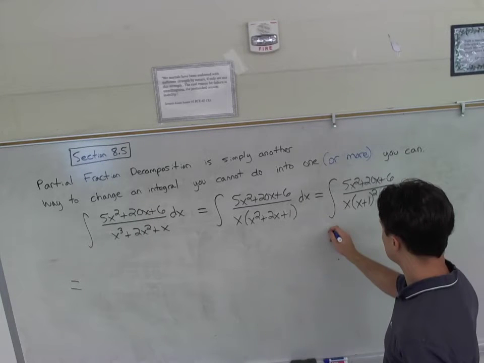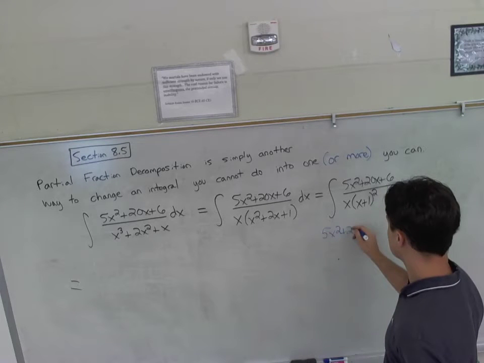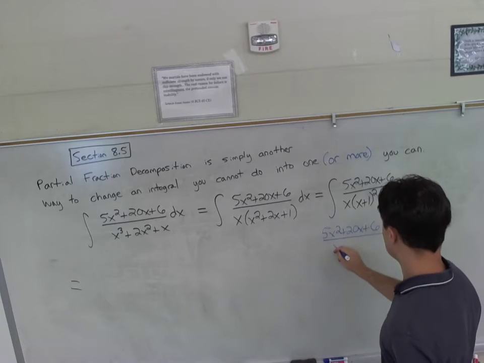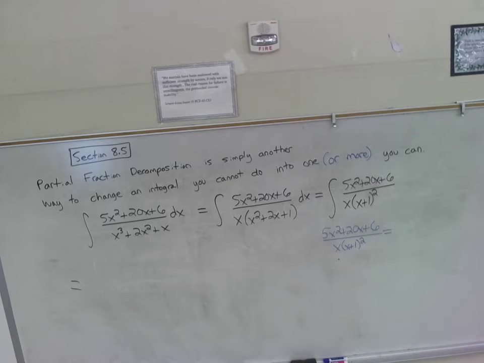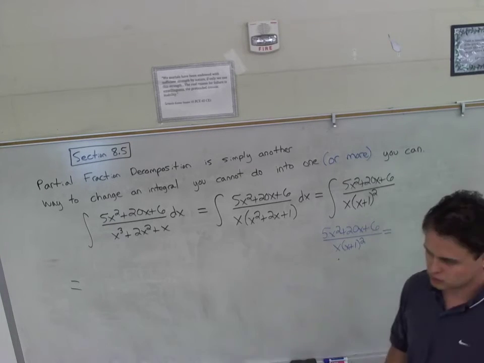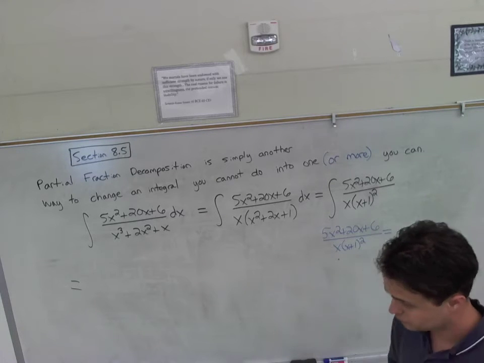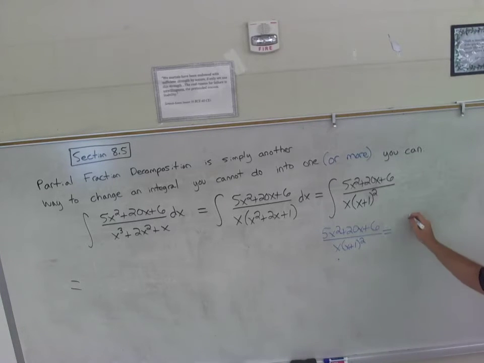So we're going to say 5x squared plus 20x plus 6 over that equals what? What do you guys think? A over x. It's a linear factor. It happened once. We don't need to do anything different. And then plus B over x plus 1 squared, and there's a repeated linear factor, so now we have to go like this.